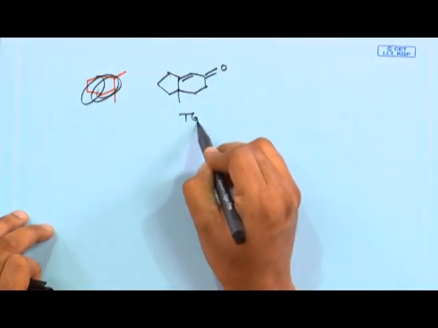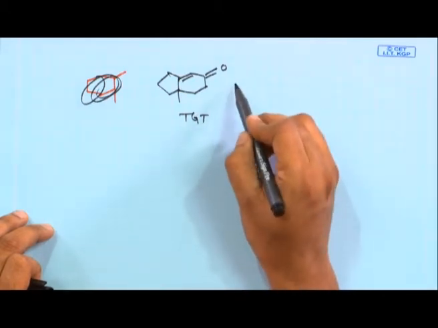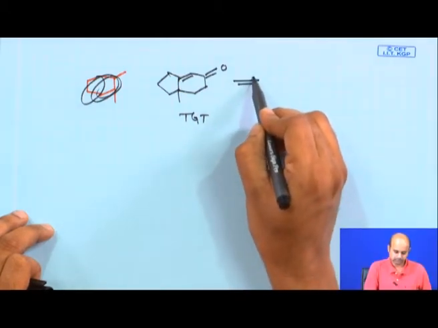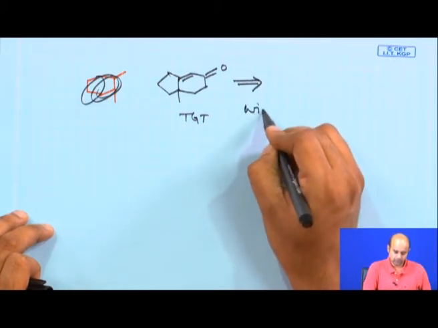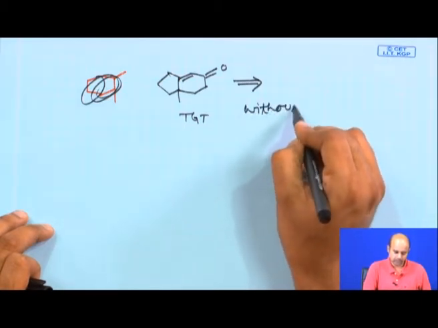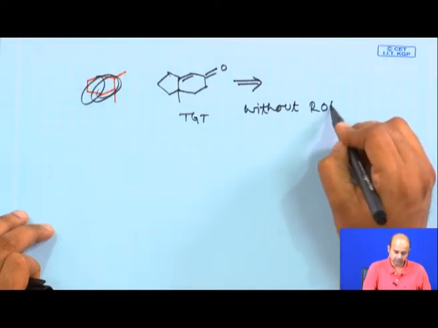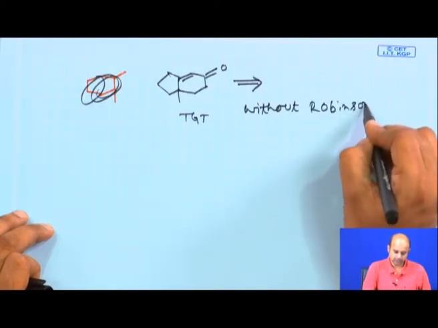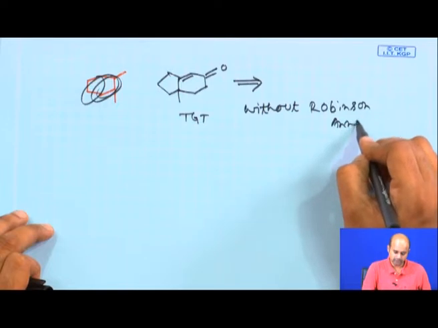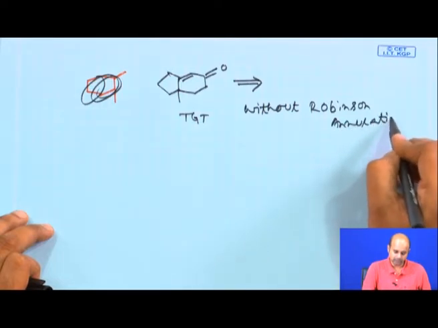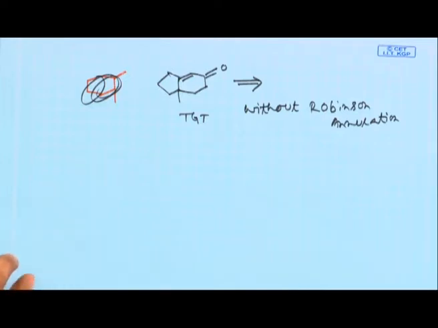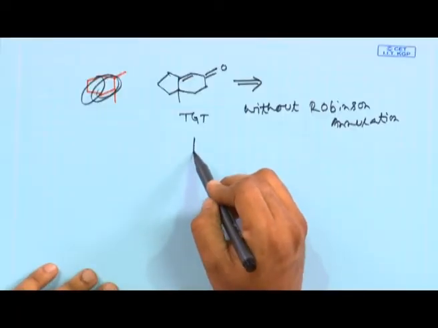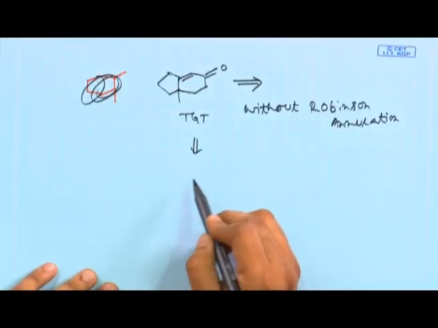I said you take this target molecule and synthesize it without Robinson annulation reaction, and definitely in this case your main option is to use a DMO reaction. So, the DMO reaction we have already talked about, and this DMO reaction is very simple, which is already discussed with you.